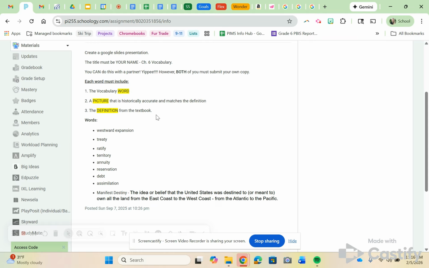It has to have the definition from the textbook. Do not Google the definition and then cut and paste that into the slide, because it is not actually what the definition from the book is. And it could mean 2 different things. If you just Google reservation, you're going to find something like a restaurant reservation or a hotel reservation, whereas we are specifically talking about land set aside for the Dakota or the Ojibwe. I have given you one definition, and that's manifest destiny. So you can cut and paste that one, okay?